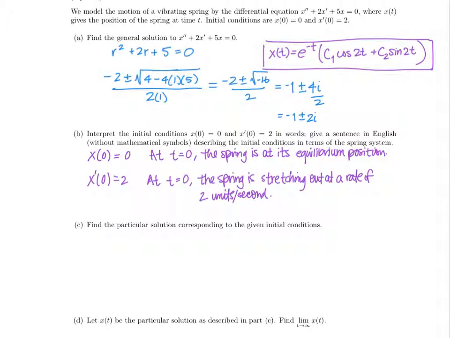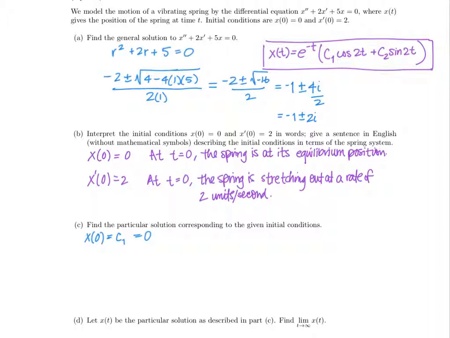So we're basically applying these two initial conditions to our general solution to solve for C1 and C2. Let's take a look at what we get. The first one says that when we evaluate this at 0, we should get 0. When we evaluate this at 0, the first term becomes 1. Cosine of 2t becomes 1, so we have C1 left here. Sine of 2t becomes 0, so that whole thing is eliminated. All we're left with is C1 by itself. So if x at time t equals 0 is equal to 0, that means that C1 has to be equal to 0.